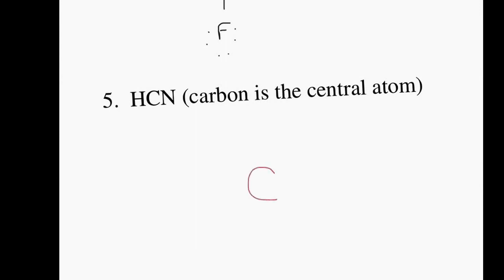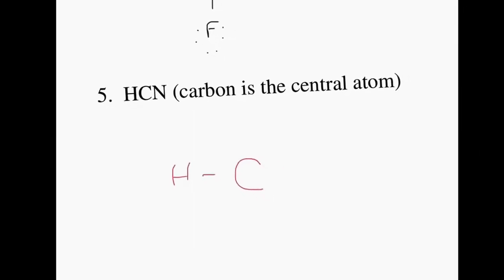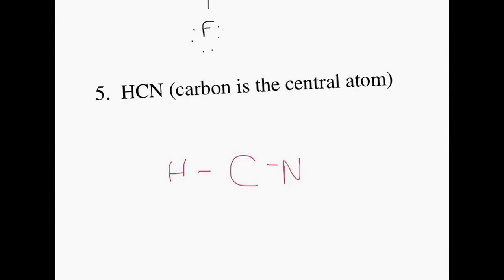HCN. C is my central atom. Let's try it with a single bonded H, single bonded N. This C only has 4 valence electrons. This N only has 2 to start. And so I need to add some more. And when I count those up, do they add up to the number that I started with? Well, H started with 1 plus carbon is 4 plus nitrogen is 5, so this is a total of 10 valence electrons. And I can tell you right now I got more than 10. 2, 4, 6, 8, 10, 12, 14. 14 is not going to work very well.